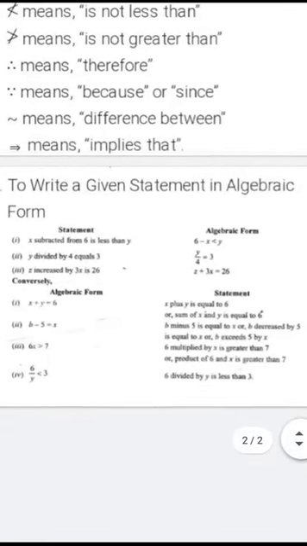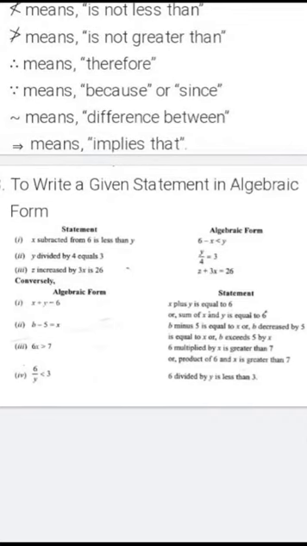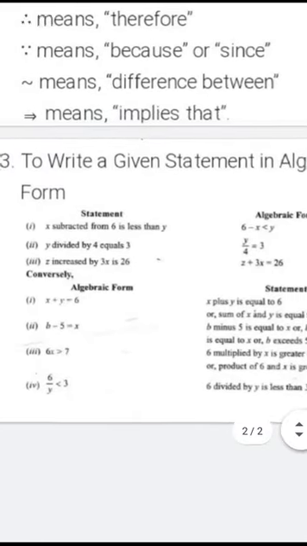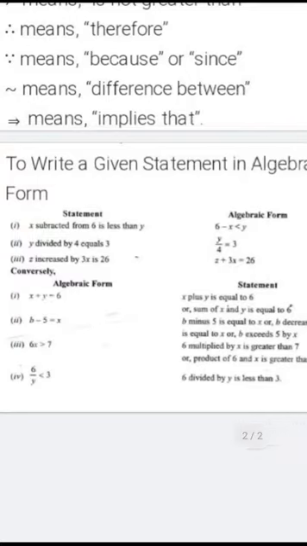Now here we will see another very important thing: we have to write a statement in algebraic form. Whatever statement is given, we must know how to write it in algebraic form. See, we will see one example. x subtracted from 6 is less than y. So what is subtracted? x is subtracted from 6. So 6 minus x is less than y, like that.